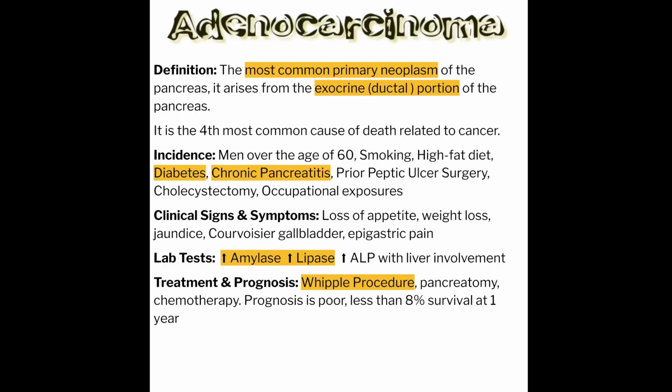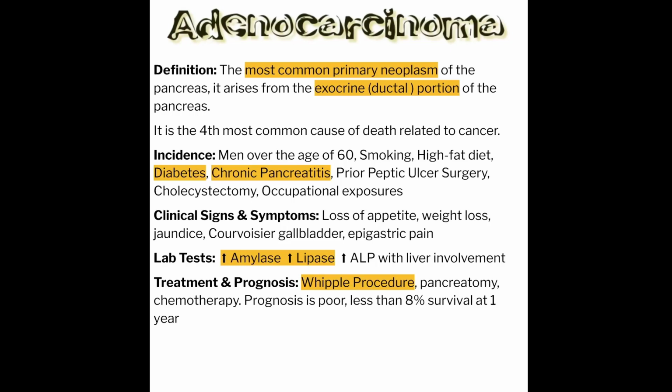Patients who are more likely to develop adenocarcinoma include men who are over the age of 60, who have a history of smoking, high-fat diets, diabetes, and chronic pancreatitis. Clinically, these patients are going to present with classical cancer symptoms, including loss of appetite, weight loss, jaundice, epigastric pain, and a Courvoisier gallbladder. Lab tests are going to show an increase in amylase and lipase, and most likely also an increase of ALP if the liver is involved.